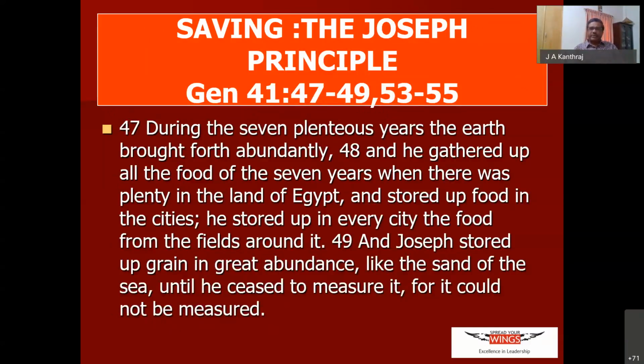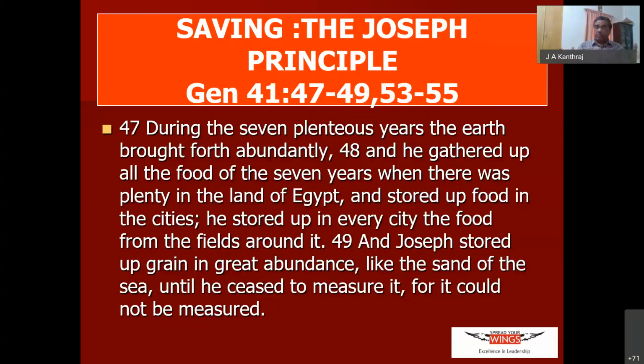During the 7 plenteous years the earth brought forth abundantly, and he gathered all the food of the 7 years when there was plenty in the land of Egypt, and stored up food in the cities. He stored up in every city the food from the fields around it. And Joseph stored up grain in abundance, like the sand of the sea. Please underline this. He started collecting like the sand of the sea until he ceased to measure it, for it could not be measured.